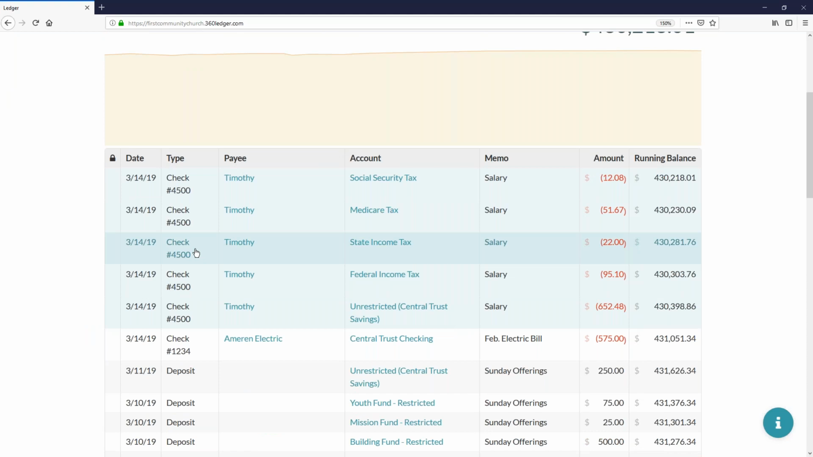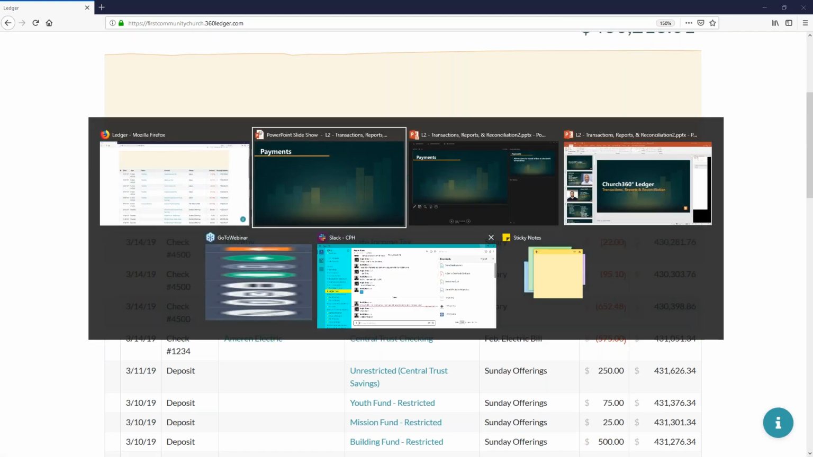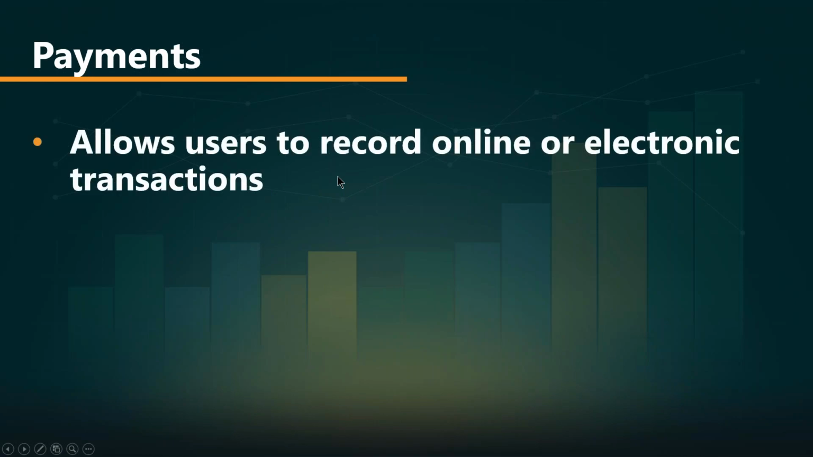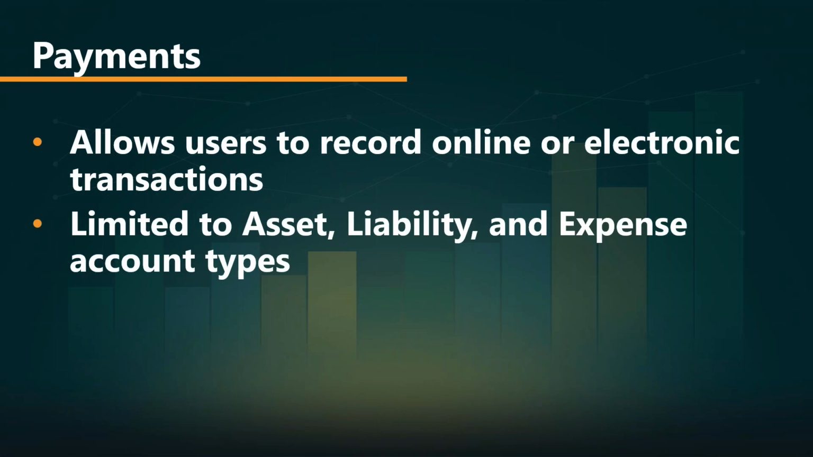Okay, so from there, let's take a look at, and I'm going to go back to my PowerPoint slide, and I believe payments are next. So we're going to take a look at payments. Payments allow users to record online or electronic transactions. These transactions are limited to assets, liabilities, and expense account types.